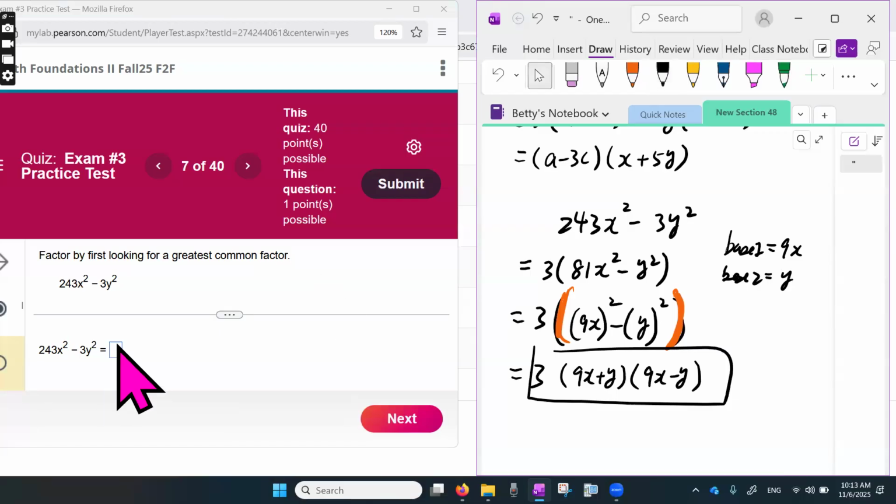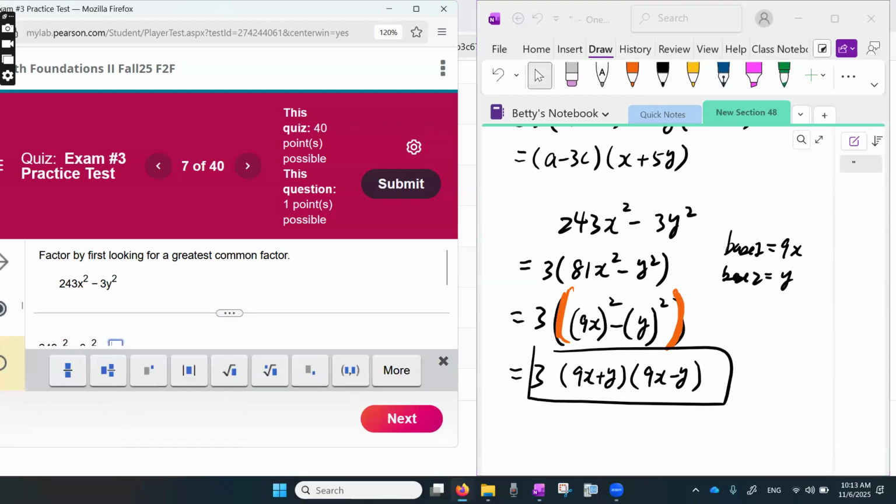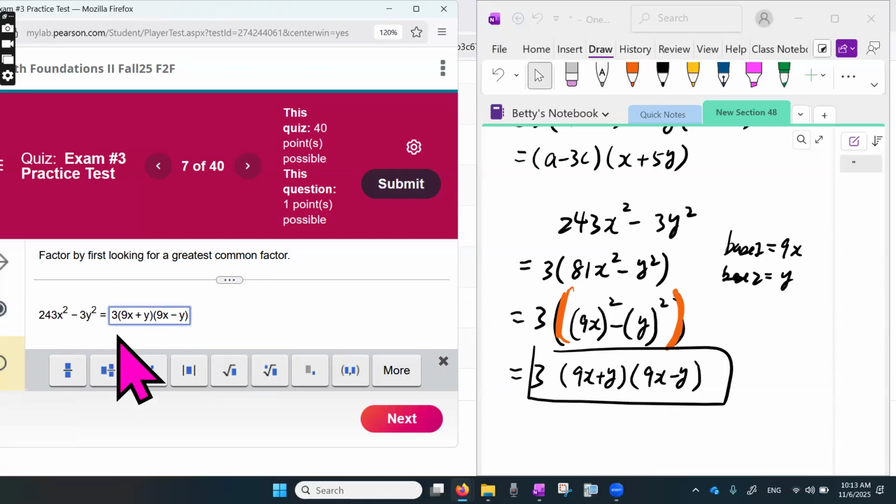Let's enter it in the cell. We have a 3 in front. First parentheses, 9x plus y. Second parentheses, 9x minus y. Okay, let's see. 3 times parentheses 9x plus y, parentheses 9x minus y.